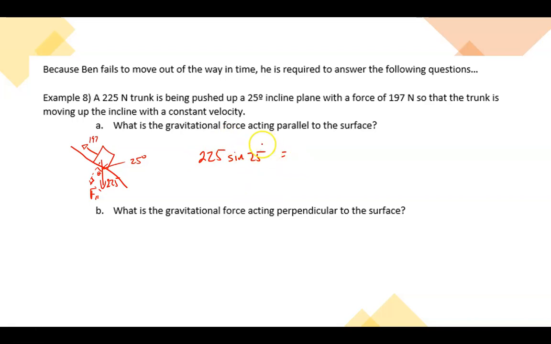Again, making sure your calculator is in degree mode. So that's the parallel component. The perpendicular component is going to be 225 cos 25. That gets you 204 newtons.